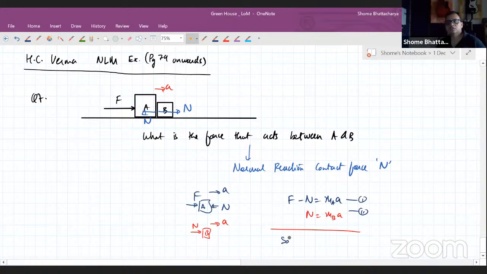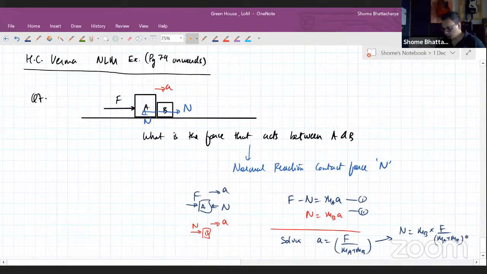Solving this, you will get acceleration as F upon (m_A plus m_B). Substitute that in equation 2, you will get N is equal to m_B into F upon (m_A plus m_B). So that's that only, the way they've given the answer.